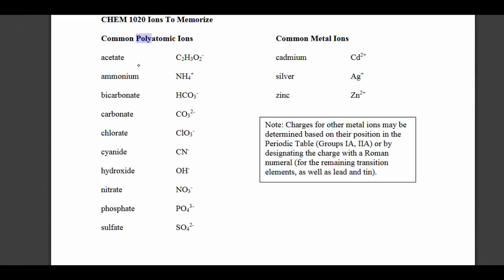And what I thought was, wouldn't it be great if, for example, all of these end with ATE, and all of them that end with ATE had the same number of oxygens, but they don't. You'll see that the phosphate and sulfate here have 4 oxygens. The chlorate has 3 oxygens. Carbonate has 3 oxygens. If we go up to acetate, we see that it only has 2 oxygens.